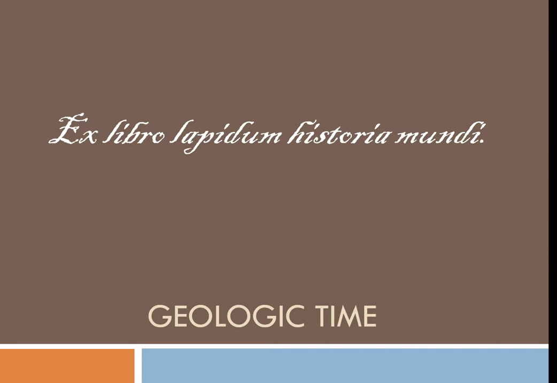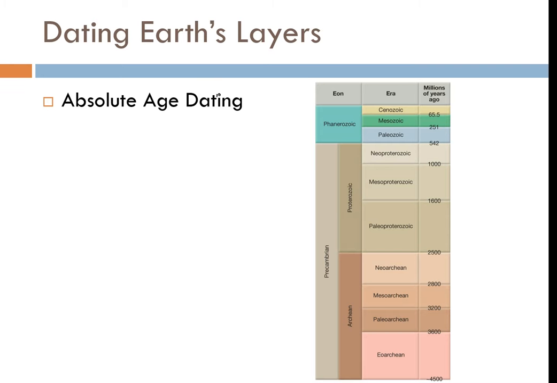Right now we're going to talk about how geologic time is determined. When we talk about geologic time, it's really two different ways we describe it, but both of them are a way that we use to describe how old a rock is. So when we talk about geologic time, you have two choices. You have absolute age dating.